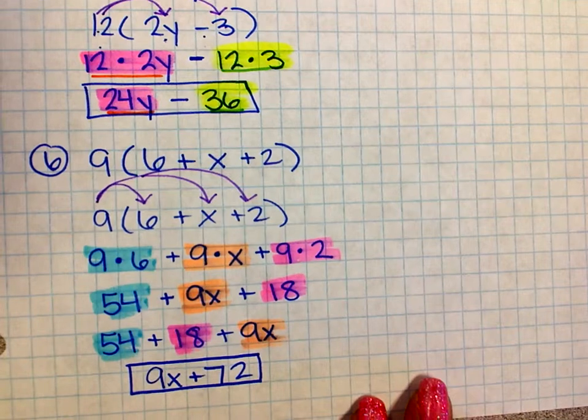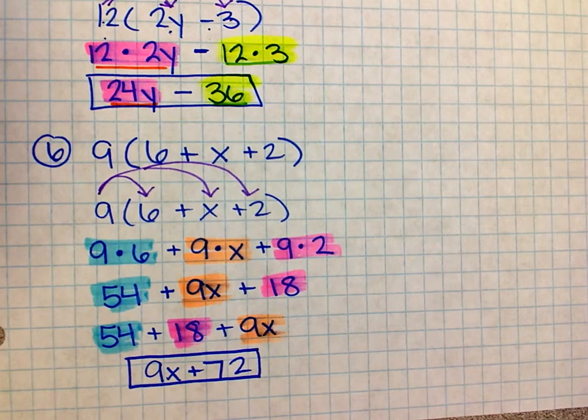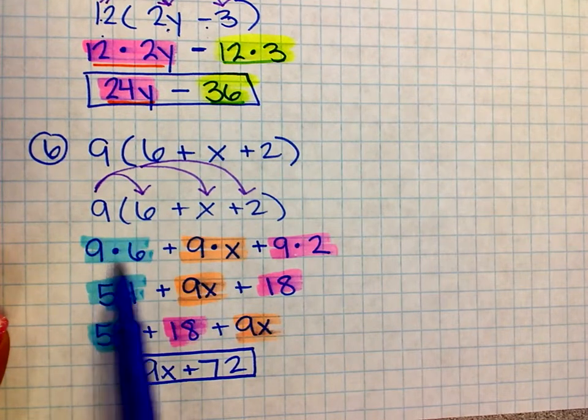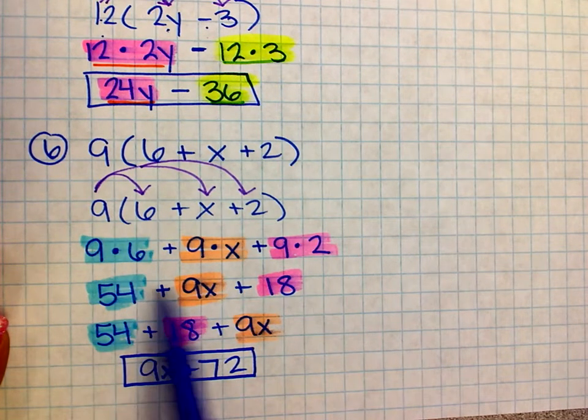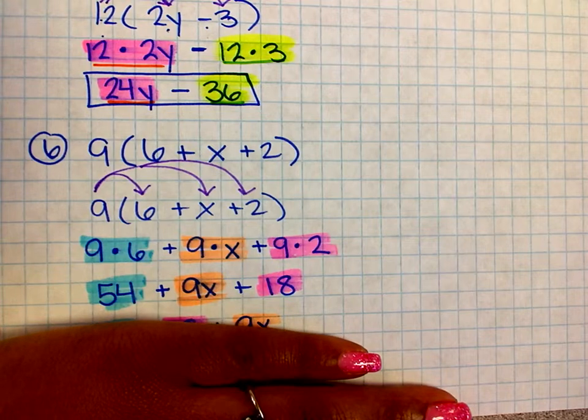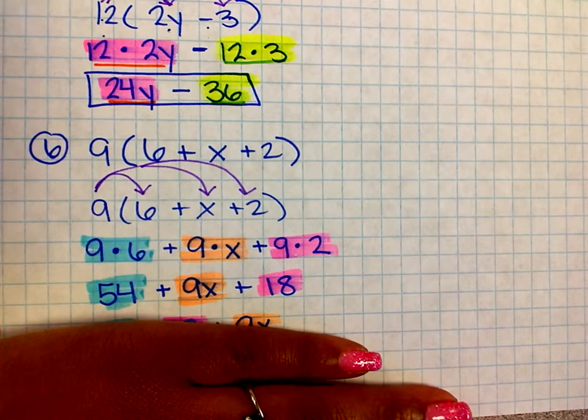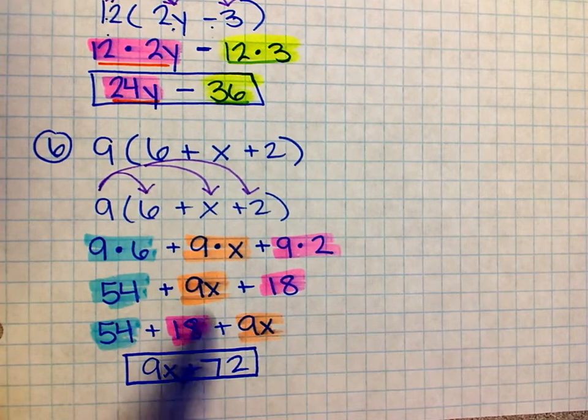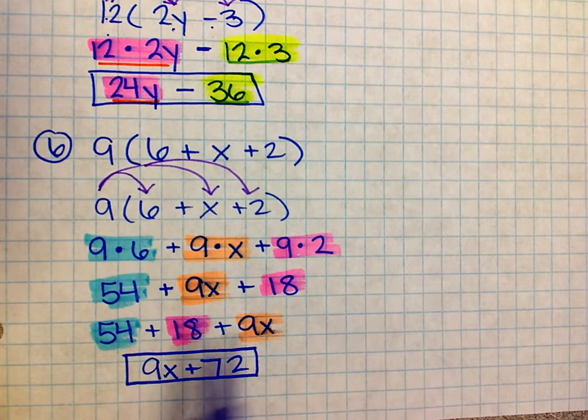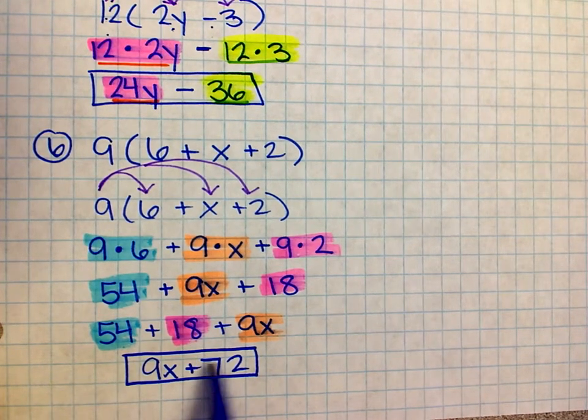9x plus 72. So let me explain. I distributed all the numbers and we got to this part. 54 plus 9x plus 18. 54 and 18 are like terms. You can add them. We add all day, every day. So I rewrote it so that they were next to each other. 54 plus 18 is 72. And I'm left with 9x. I can't add anything else because nothing else is a like term.